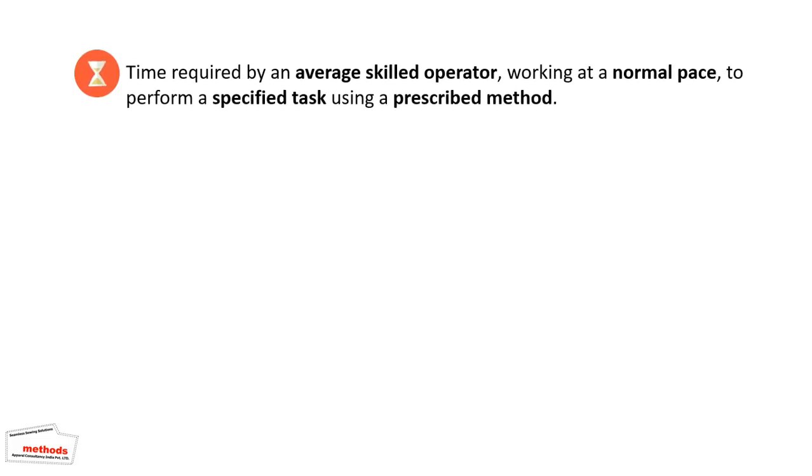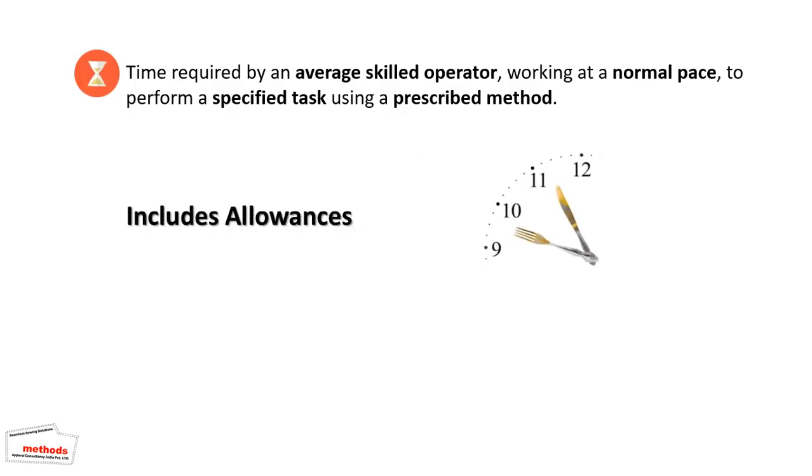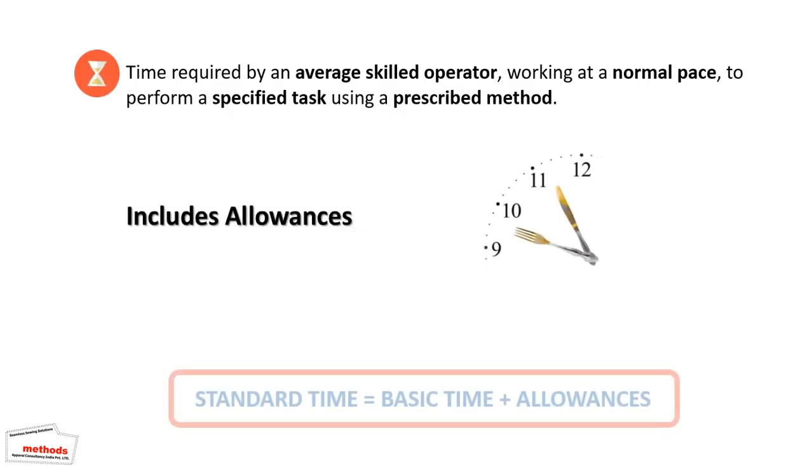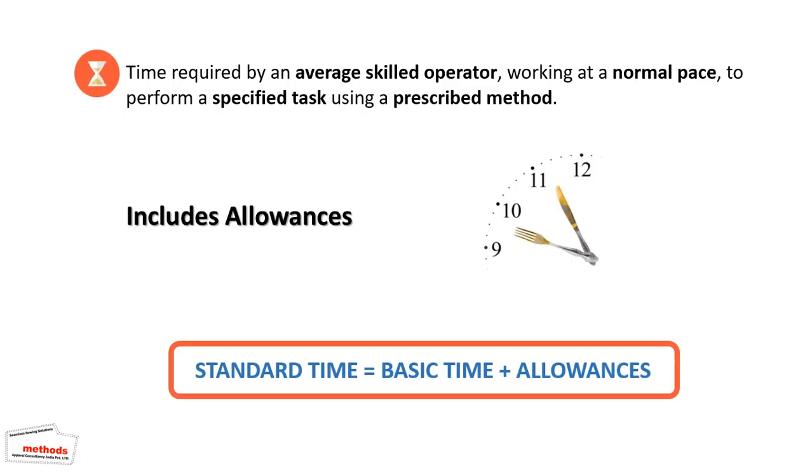Standard time is defined as the time required by an average skilled operator working at a normal pace to perform specified tasks using a prescribed method. This time necessarily includes various time allowances. Standard time is basic time plus allowances.